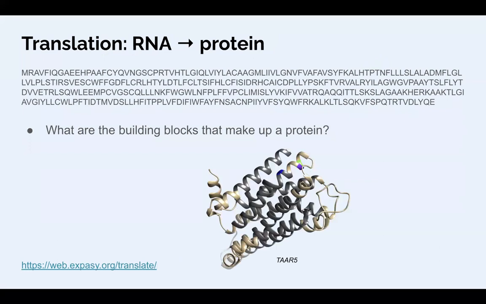So this is one way you can get the protein sequence here. This is the sequence of a protein. We saw the sequence of the nucleotides. And when we talk about protein sequence, what are the units in this protein sequence? We've got M, R, A, V, F, I, Q, G. What are those letters? Those are not nucleotides.